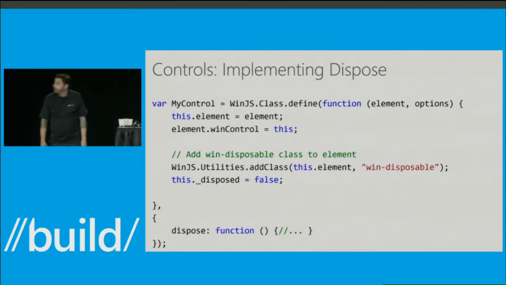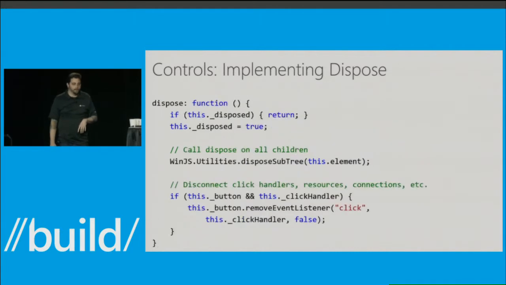And so here we're just implementing a control. The two things that you need to do as a control author is, first, you need to mark your top level, your root element, as WinDisposable, and we'll see why that's important later. And then implement a dispose function, and that's it. And so let's dig into that dispose function and see what we're responsible for in here.